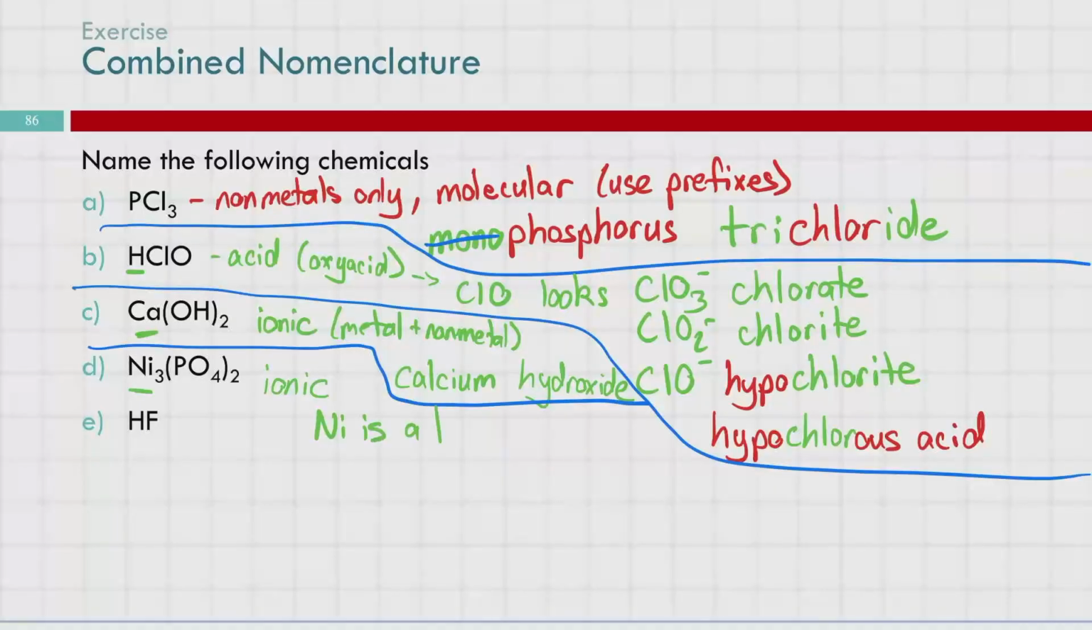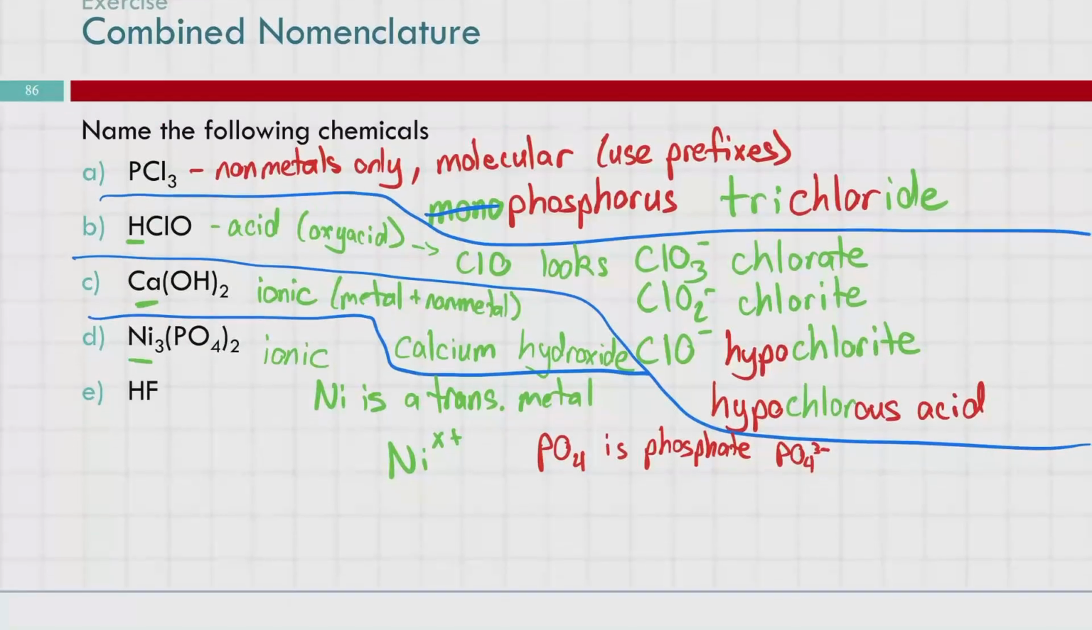So nickel is a transition metal. We've got nickel, who knows what, plus. We'll figure it out. The way we'll figure it out is by looking at our PO4. What's PO4? It's phosphate. And it has a 3- charge.